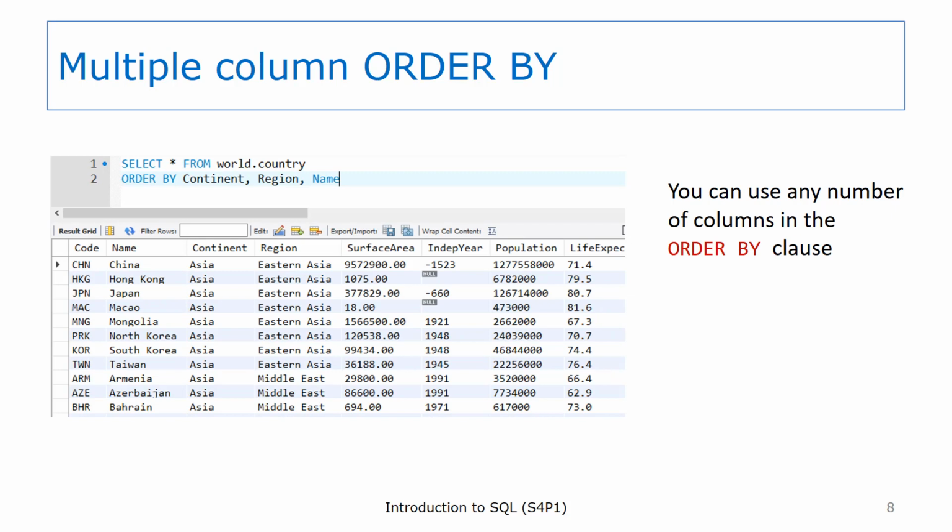Here's another example of an order by, this time using 3 columns. The columns are continent, region, and name. You can specify as many columns in the order by list as you need. If necessary, you can include all of the columns in the table.